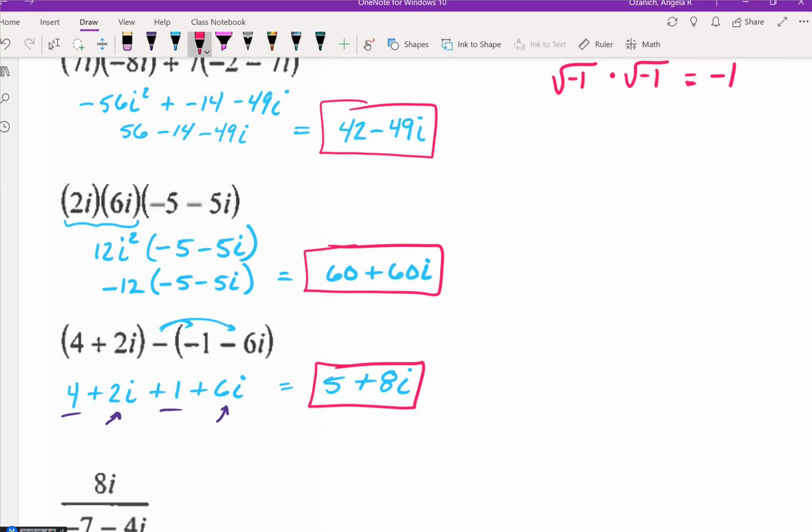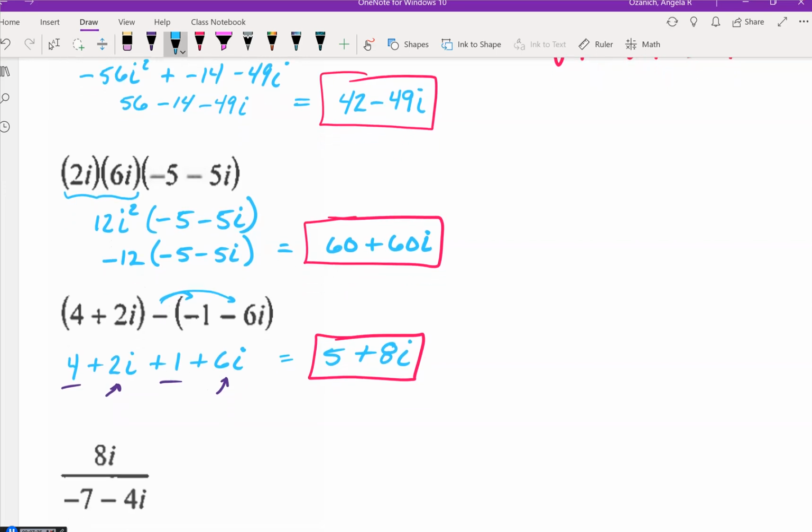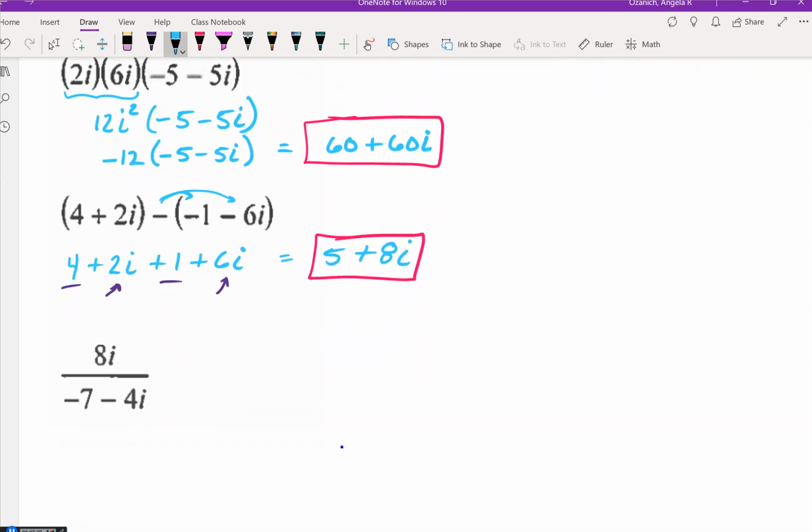Okay, so all of that is pretty straightforward. This is where it can get a little bit crazy. And this is where we are once again going to think about what is called the complex conjugate. Okay. So remember when we use the conjugate to simplify square roots? Well, we're going to do the same thing anytime you're dividing by a complex number.